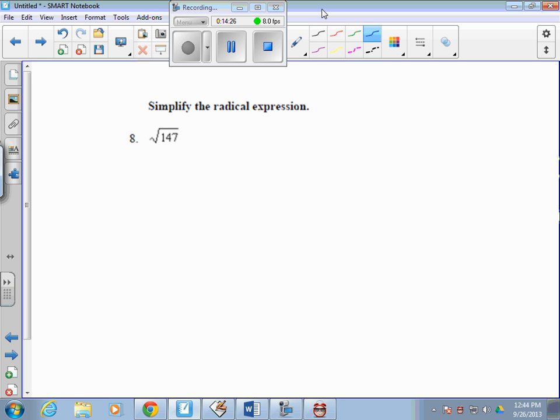Number 8 says the square root of 147. Remember, you want to take a perfect square out of it. 2 times 2, 3 times 3, 4 times 4, 5 times 5, 6 times 6, 7 times 7. The square root of 49 multiplies by the square root of 3. And the square root of 49 is 7, so the answer is 7 times the square root of 3.